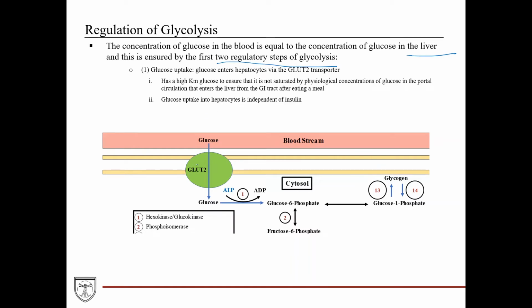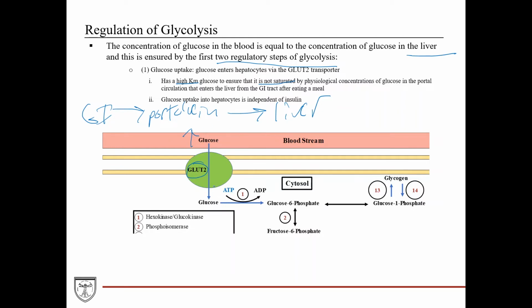So we talked about this. First, you have this GLUT2 transporter, which allows glucose to be readily taken up into the cell. This GLUT2 transporter has a high Km, which means that it has a low affinity, and that ensures that it's not saturated by physiological concentrations of glucose in the portal circulation coming from the GI tract, because remember, the GI tract absorbs it, then it goes to the portal vein, which brings everything to the liver. So glucose is absorbed here, travels to the portal vein, and is then taken up by the liver. And so when you have high amounts of glucose, you don't want to have any of it sitting out here.